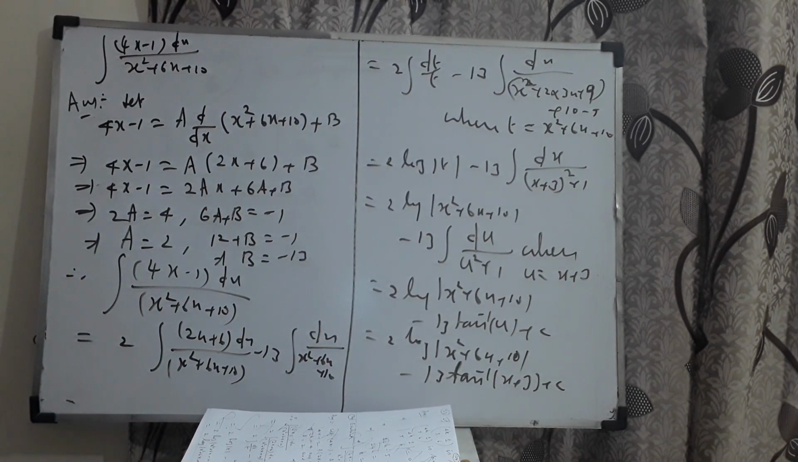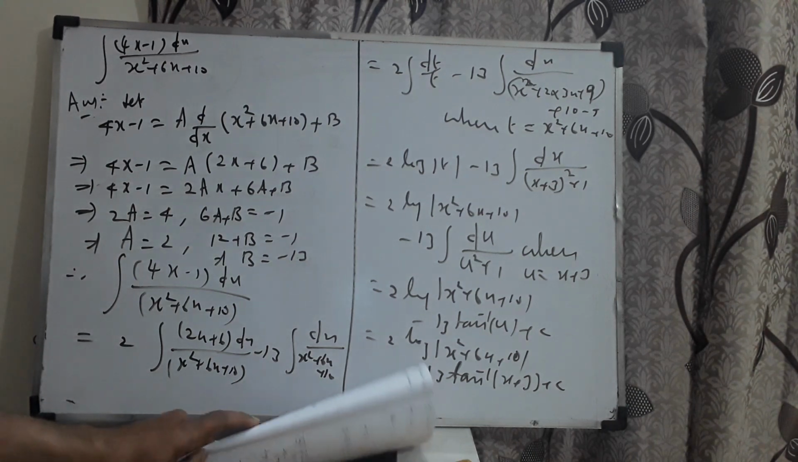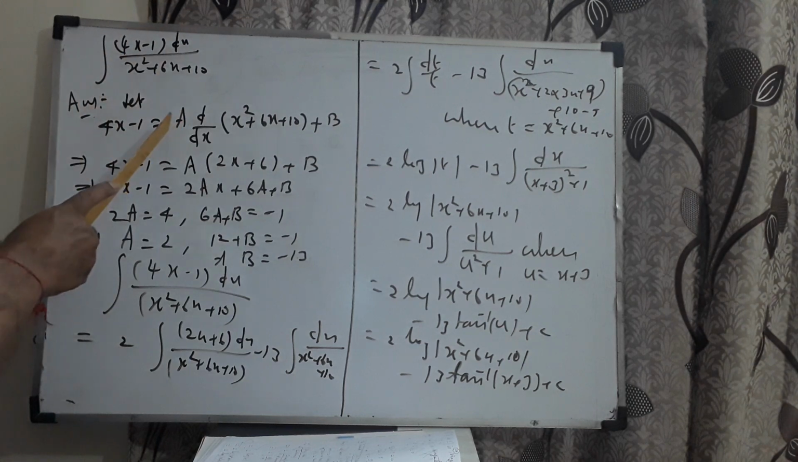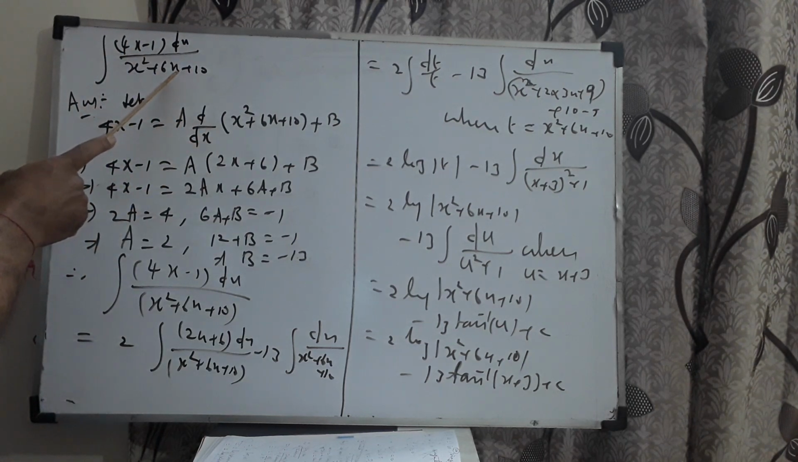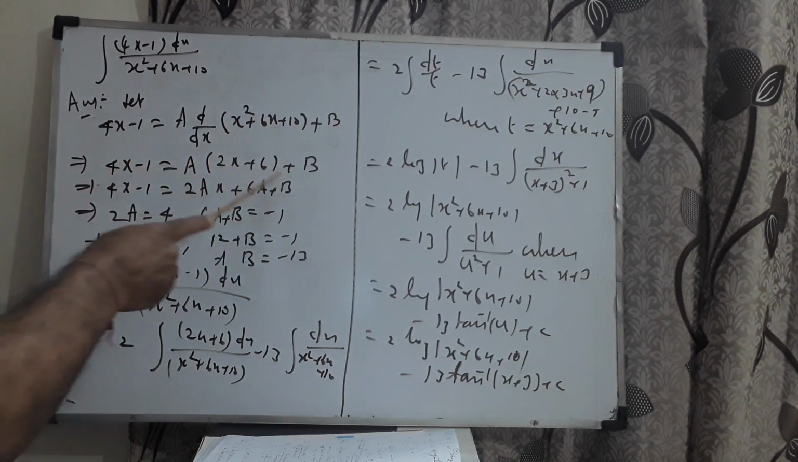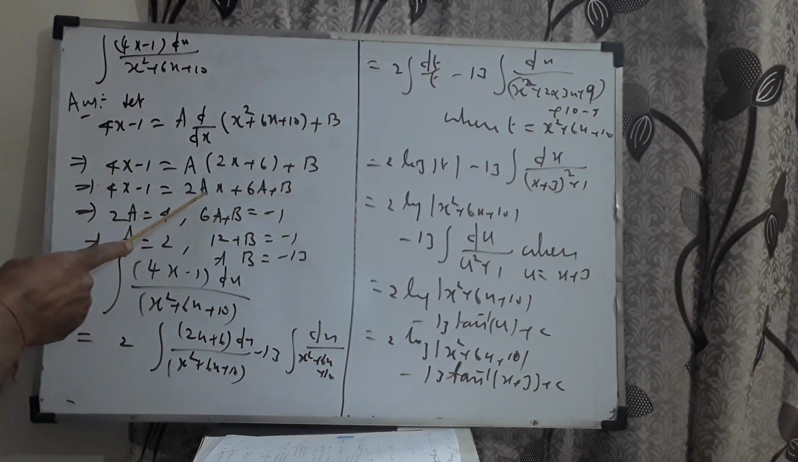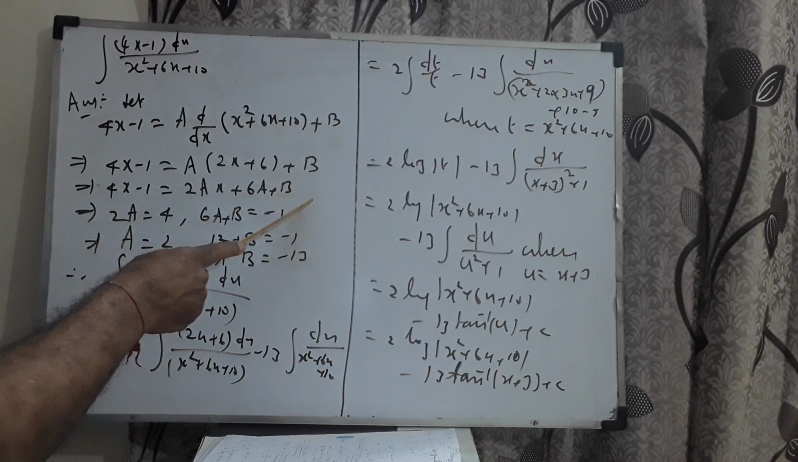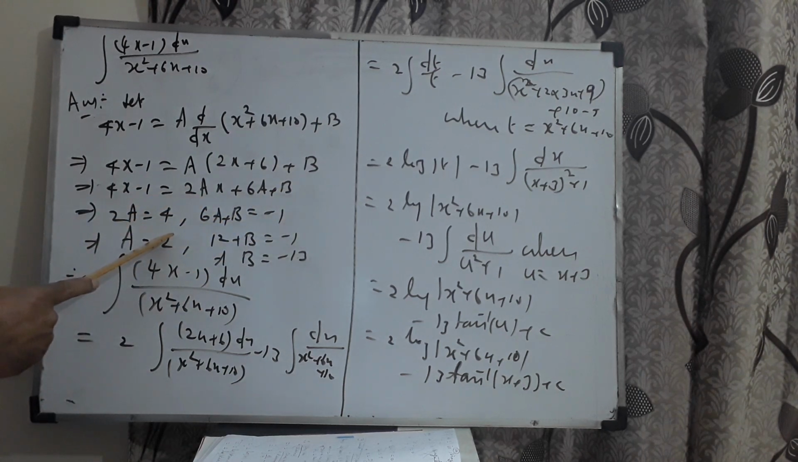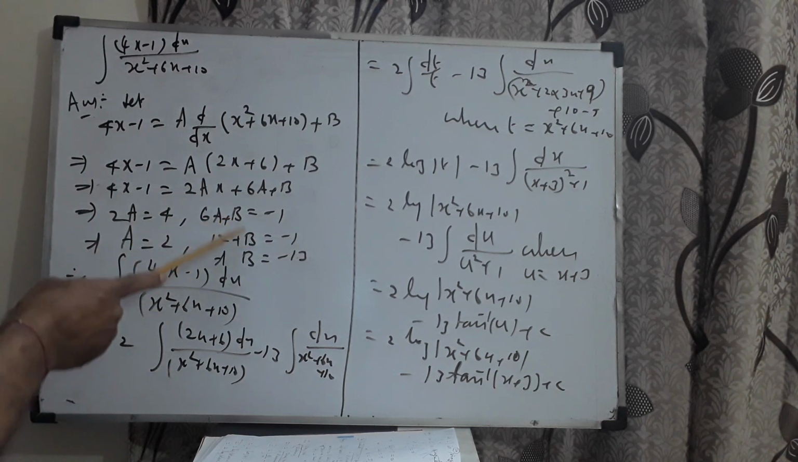I repeat the whole process once again. It's not a difficult task. The rule says numerator equals a into d by dx of the quantity in the denominator plus b. That's the application. Now 4x minus 1 equals a into (2x plus 6) plus b, which is 2ax plus 6a plus b. Compare the coefficients: 2a is equal to 4, and 6a plus b is equal to minus 1. So a becomes 2, 6 into 2 becomes 12.